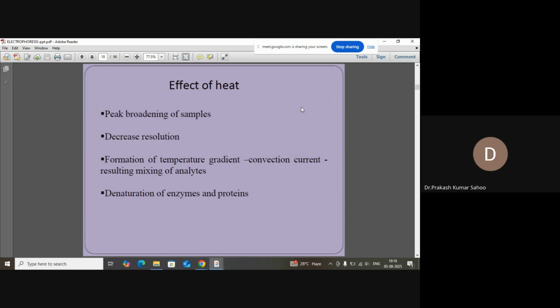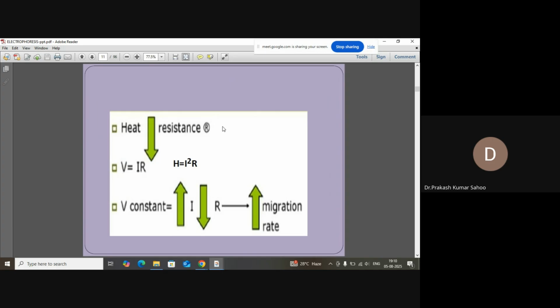Then the effect of heat: we have the peak broadening of the sample. If the temperature rises, the peak will be broadened, the resolution will be decreased, and there is formation of temperature gradient, convection currents resulting in mixing of analytes, and denaturation of enzymes and proteins.